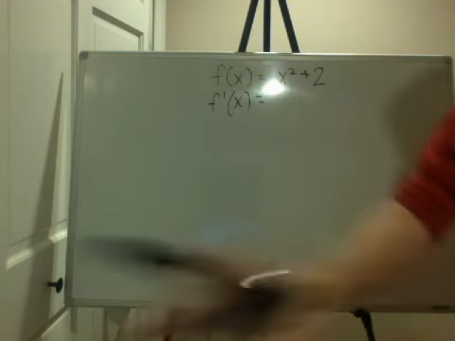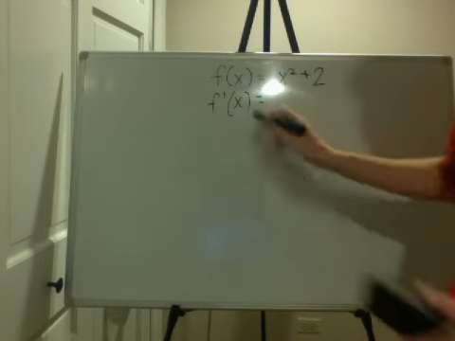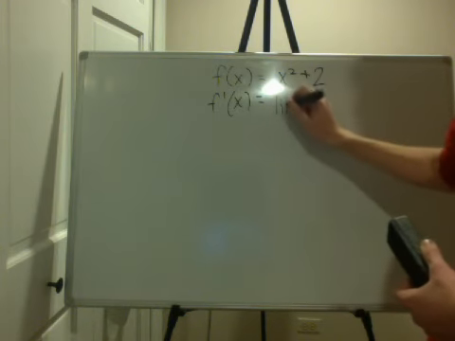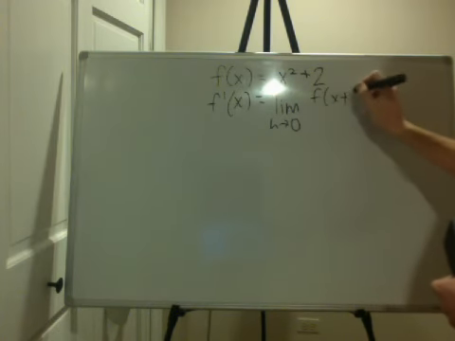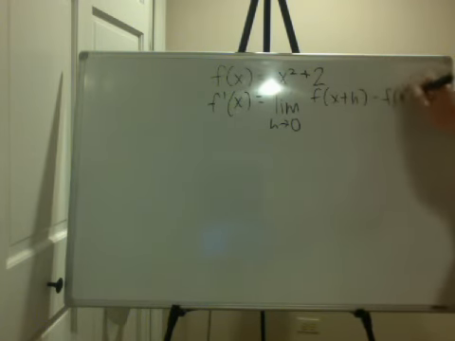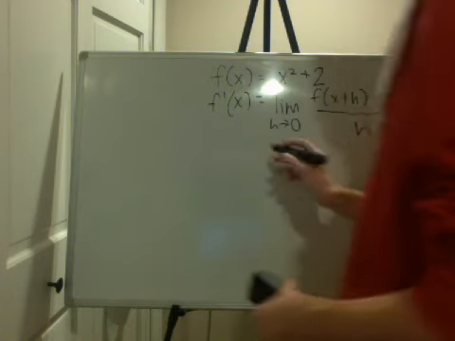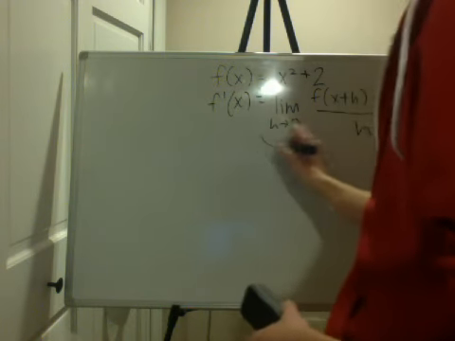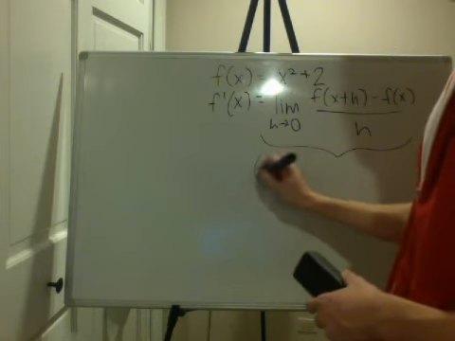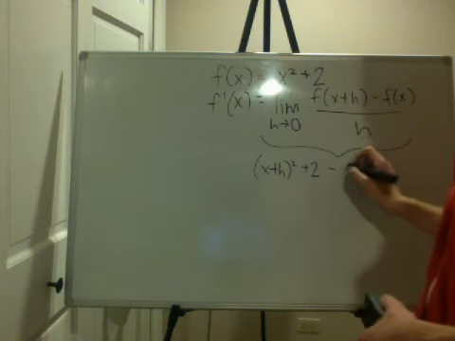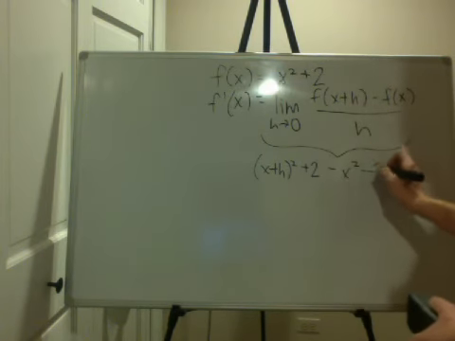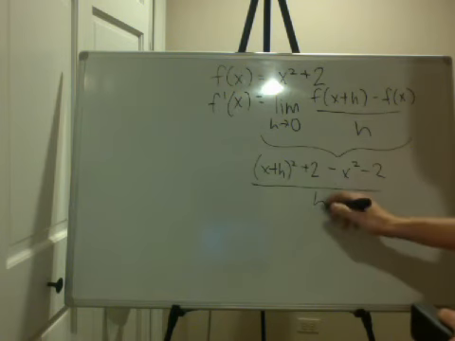So, in the last video, we found that f prime of x is the same thing as the limit as h approaches 0 of f of x plus h minus f of x over h. So let's go ahead and do this and reduce it. And you're going to get x plus h squared plus 2 minus x squared minus 2 all over h.